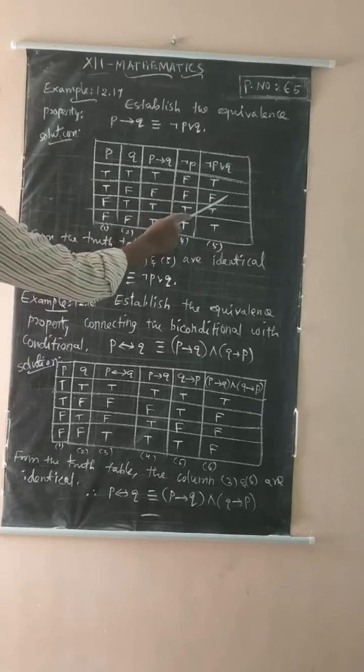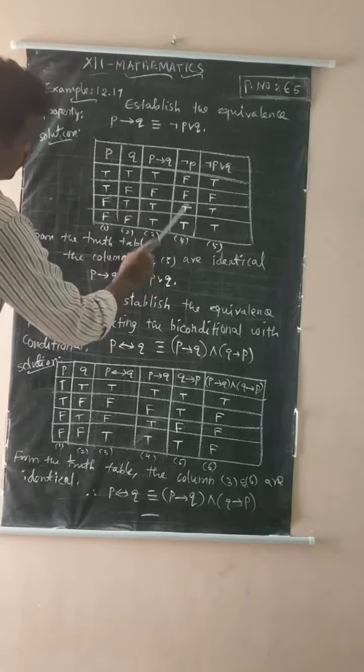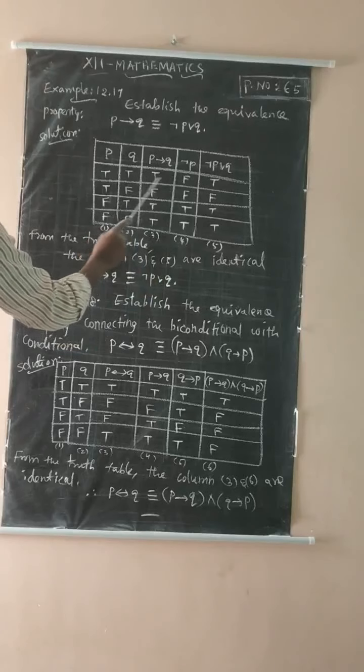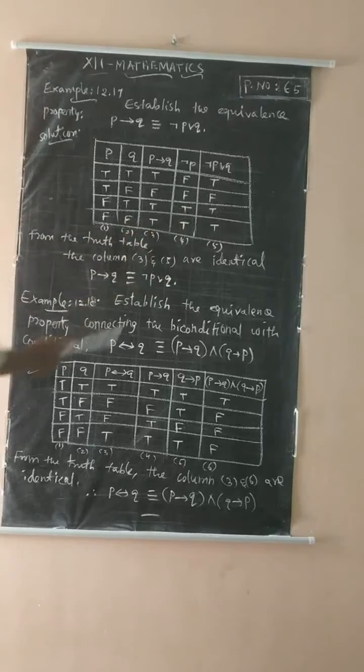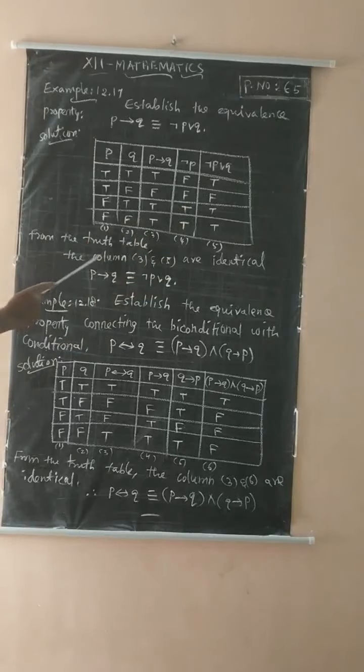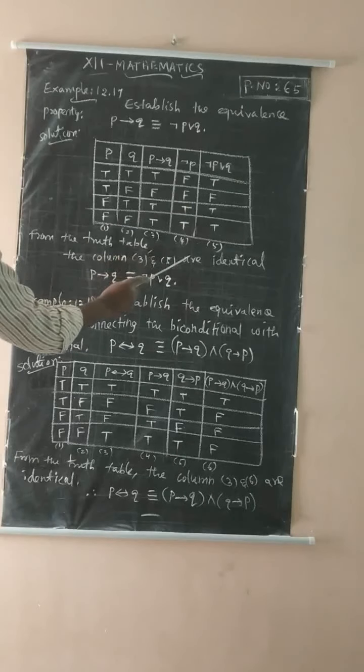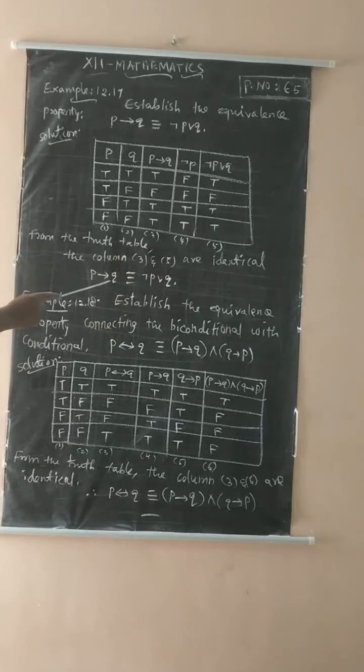False, R statement is false, otherwise true. So second column only false, false, so false, remaining are true. So from the truth table, the column 3 and 5 are identical. Therefore P conditional to Q is equivalent to negation P or Q, which is example 17.